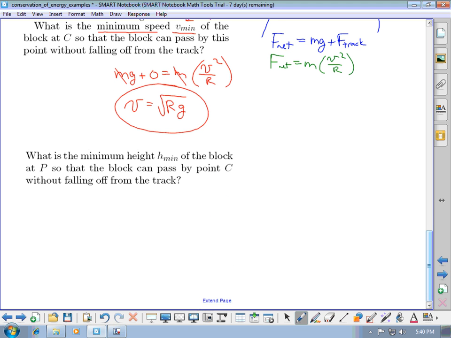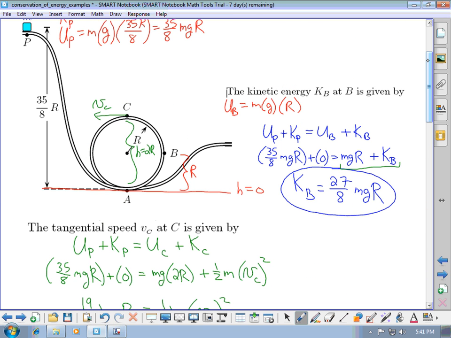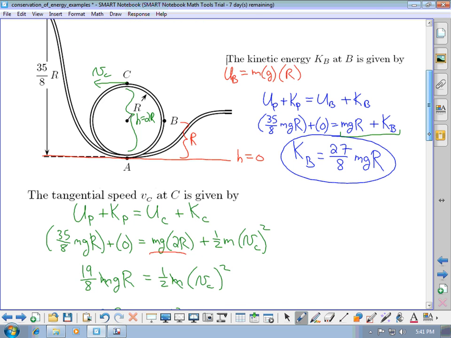So to figure out the minimum height of the block at point P so that it can pass by point C without falling off the track, we're going to say the potential energy at point P, so it's the new point P, so it's not mg times 35/8 r. So it's the new potential energy at P plus the new kinetic energy at point P, and that's equal to the potential energy at point C plus the kinetic energy at point C. Again, the potential energy at point C is not zero. We calculated it. It was mg times 2r.